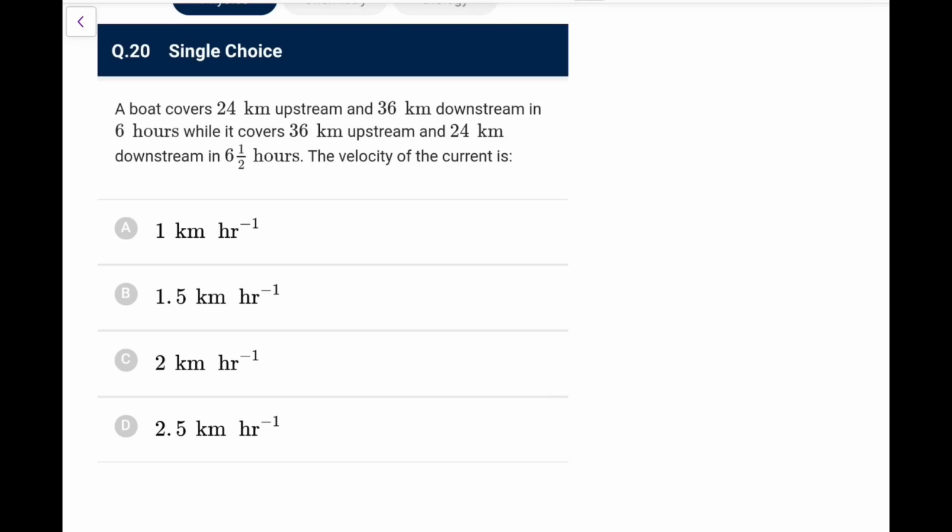Boat covers 24 kilometers upstream, 36 kilometers downstream in 6 hours, while it covers 36 kilometers upstream and 24 kilometers downstream in 6.5 hours. The velocity of the current is? So first of all, let's say the velocity of boat with respect to river be VBR. Let the velocity in upstream be VBR minus VR, let it be x, and the velocity in downstream would be VBR plus VR, let's say that is equal to y.